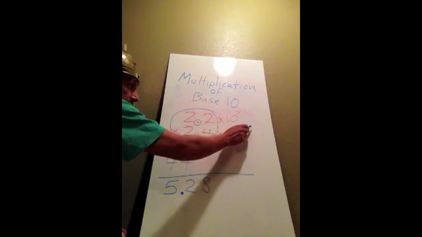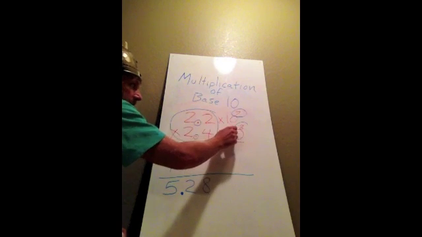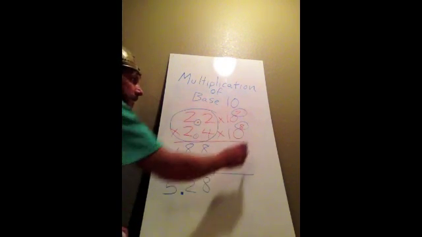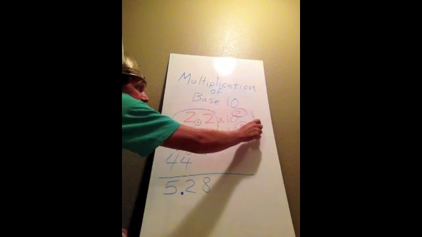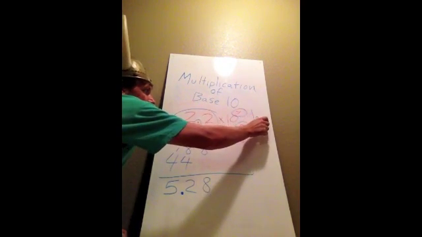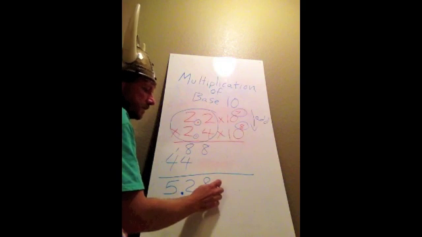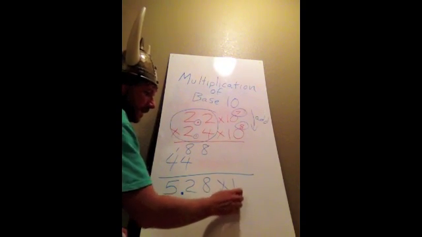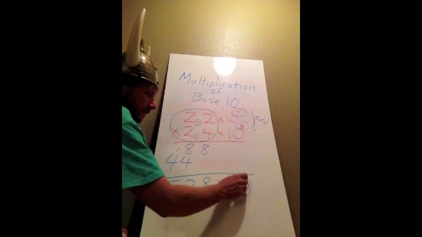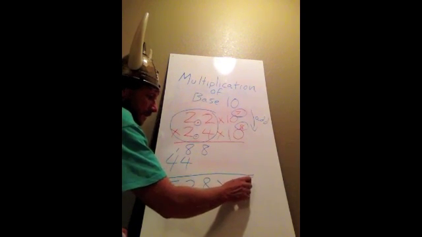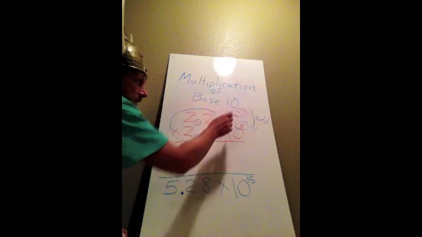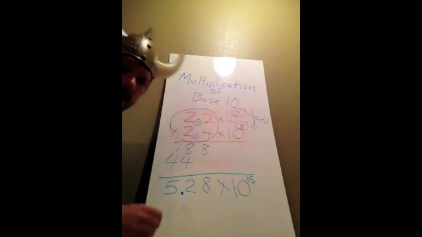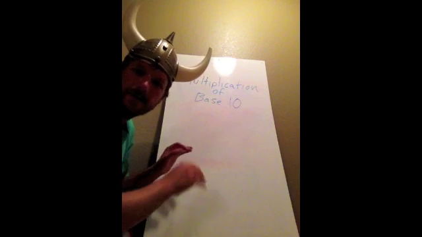Now let's deal with the exponents. What do we do to the exponents? Do you remember? We add them, right? Add the exponents. So this becomes 5.28 times 10 to the 15. There's 7 and 8. 7 plus 8 is 15. Ta-da!